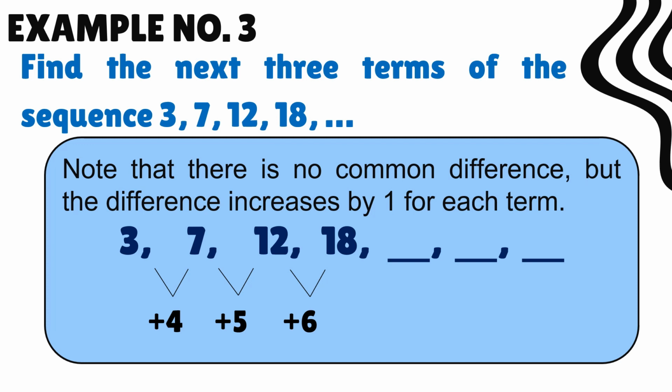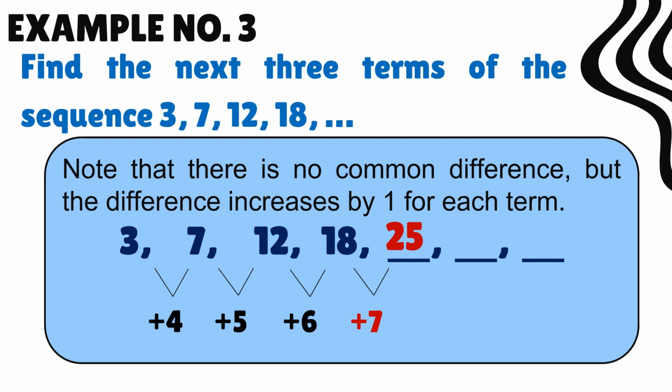So the difference of the 5th term and the 4th term is equal to 7. To get the value of the 5th term, add the 4th term, which is 18, and the difference, which is 7. And the result is 25.